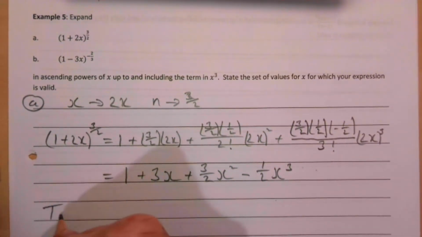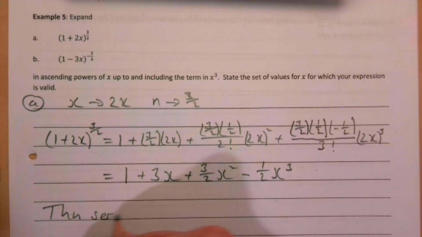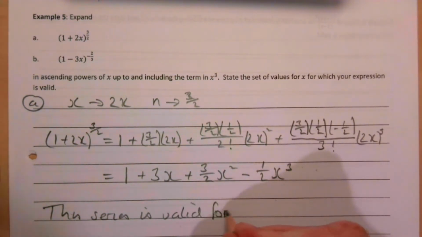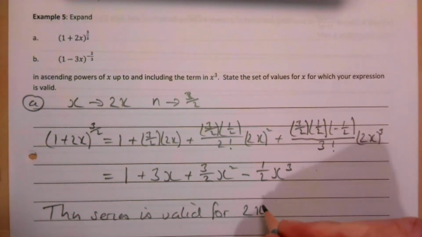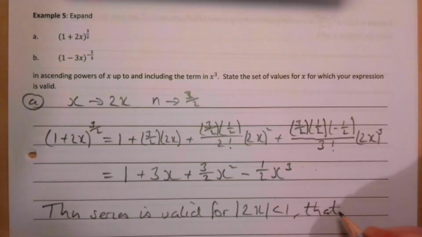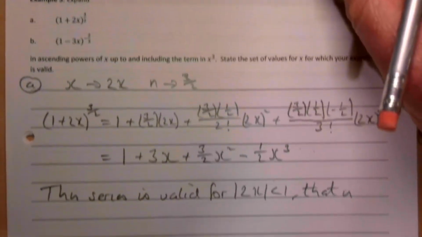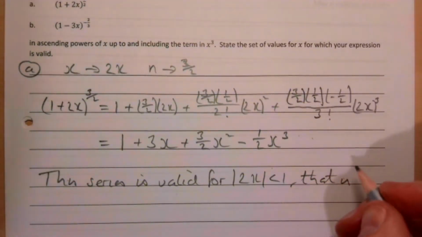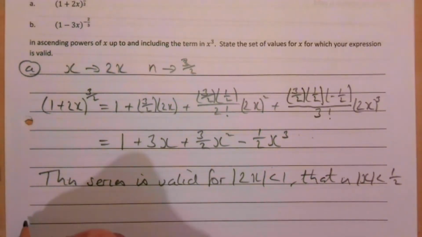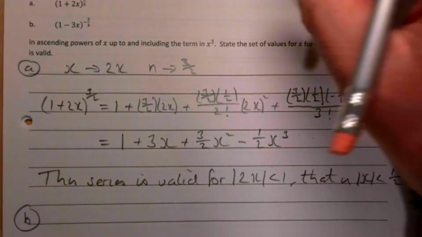This series is valid for 2x, remember, less than 1. That is, modulus of x is less than a half. On then to part B.